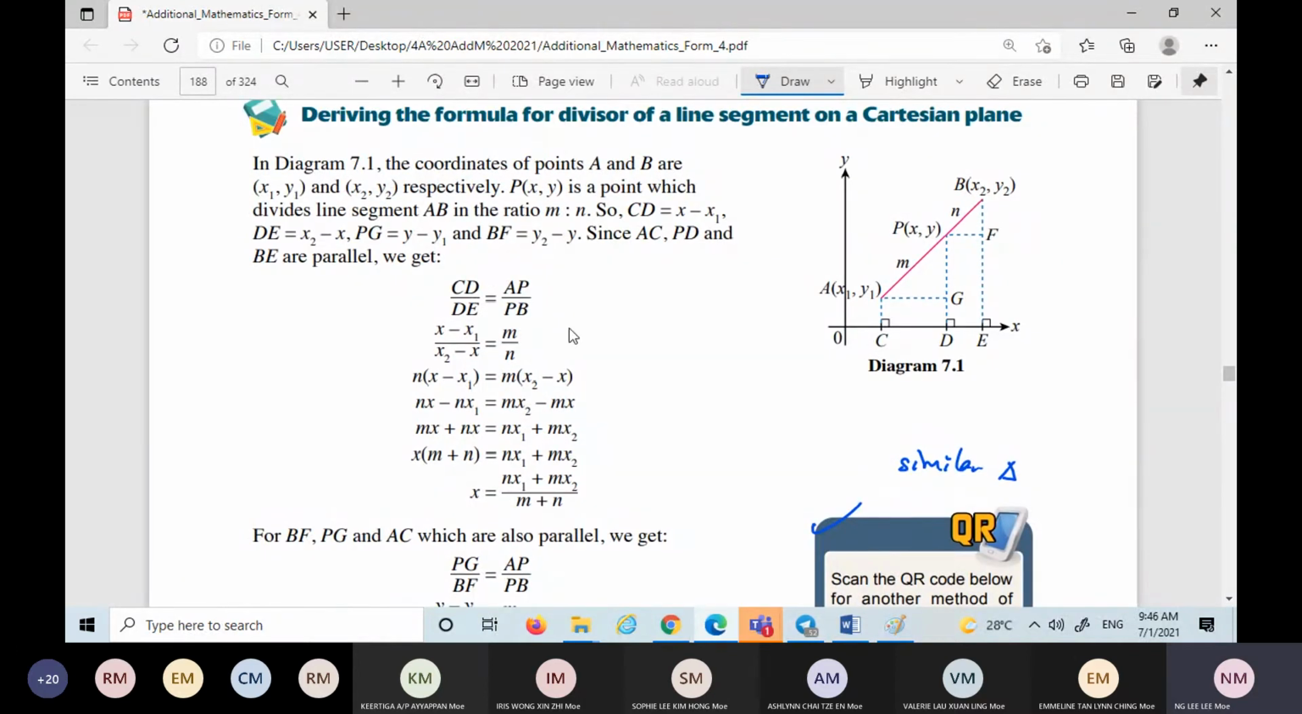We start with this. Okay, you look at this diagram. They label the coordinates A and B as x1, y1, x2, y2. And then they label the coordinate P as x, y. P is the one we want to find. So this P divides a line segment AB in the ratio m:n. They label here m and n.